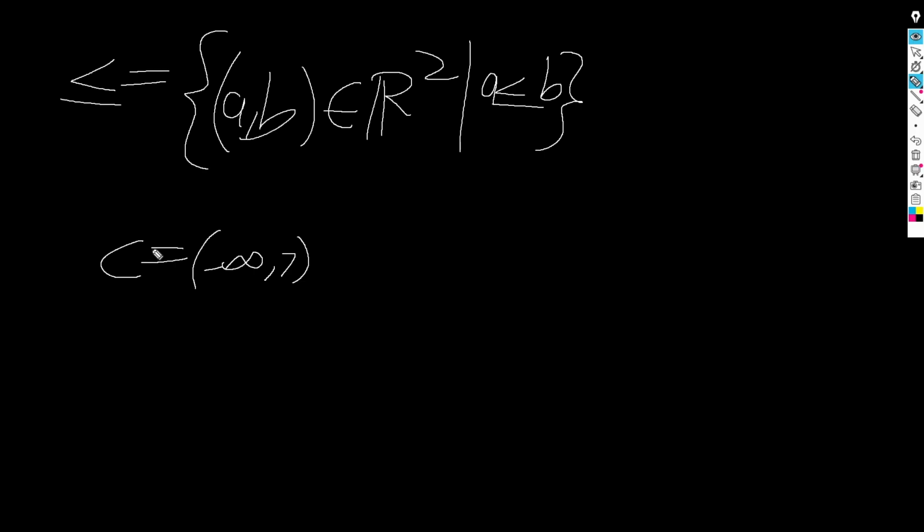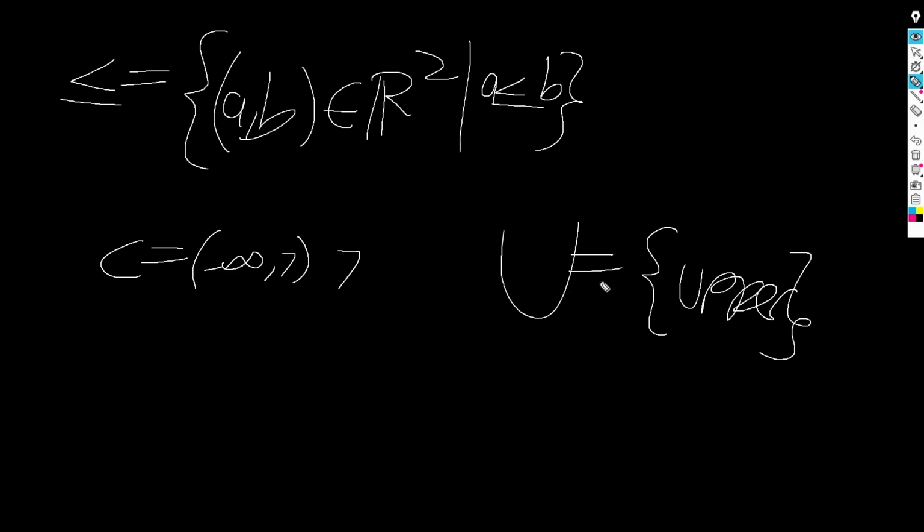But now suppose we changed C to be the open interval from minus infinity to 7. Then 7 is an upper bound for C according to less than or equal to. And in fact, 7 is what we call a least upper bound. That means if we let U be the set of all upper bounds, then 7 would be in U, and 7 would be the smallest element of U. So we could abbreviate 7 to be LUB, standing for least upper bound.